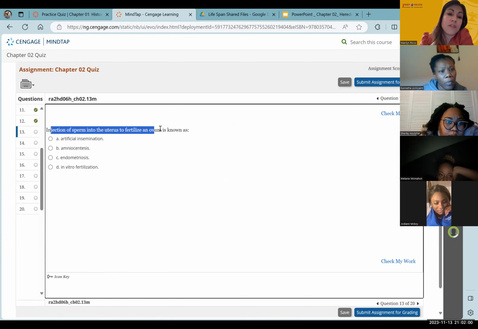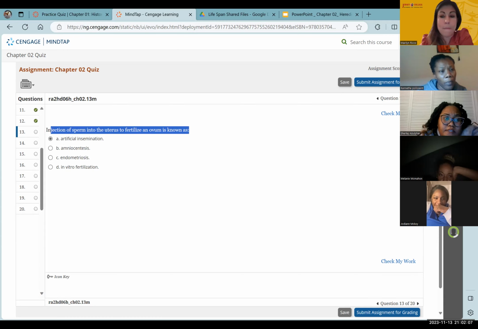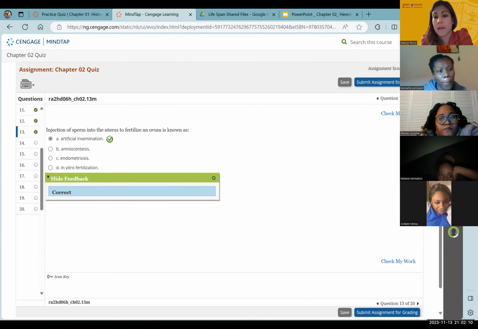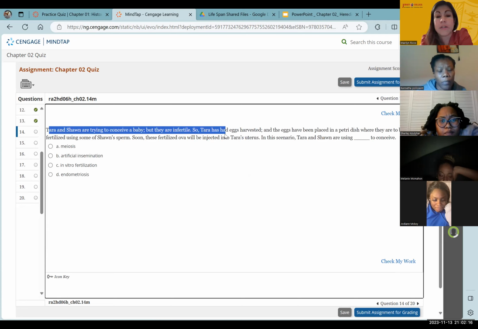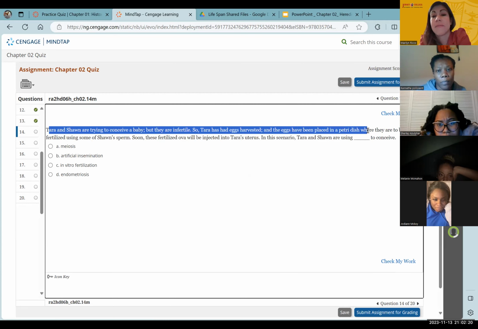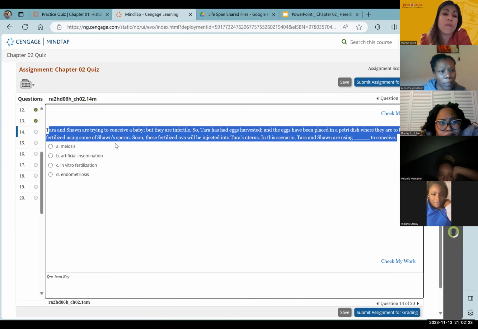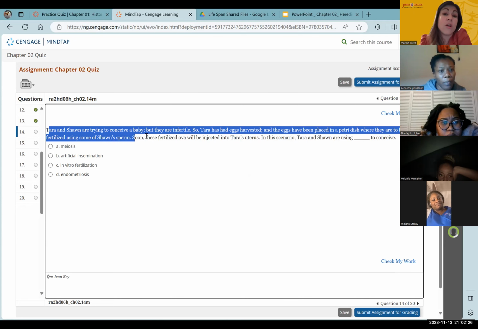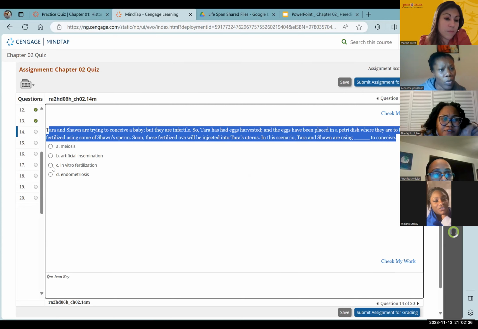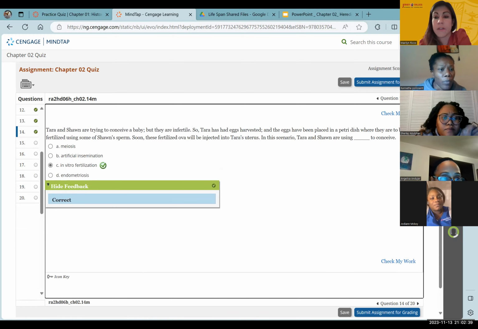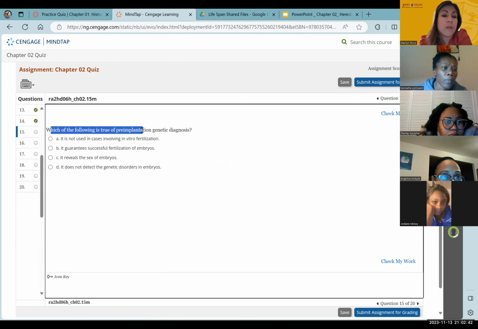Injection of sperm into the uterus to fertilize an ovum is known as artificial insemination. A. Tara and Sean are trying to conceive a baby, but they are infertile, so Tara has had eggs harvested and the eggs have been placed in a petri dish where they are to be fertilized using some of Sean's sperm. Soon those fertilized ova will be injected into Tara's uterus. In this scenario, Tara and Sean are using which type? In vitro. All right, in vitro. Which of the following is true of pre-implantation genetic diagnosis?